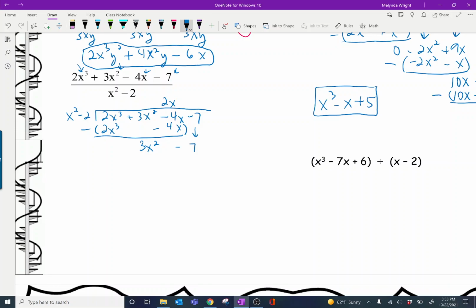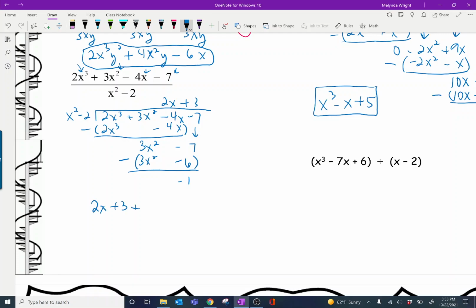Okay, here we go. x squared goes into 3x squared. Let's see, 3 times. So 3 times x squared is 3x squared. 3 times negative 2 is negative 6. Okay, so we're subtracting: 3x squared minus 3x squared is nothing. Negative 7 minus a negative 6 would be negative 7 plus 6, which is negative 1. Okay, I do have a remainder this time. So let's write down our answer. Our answer would be 2x plus 3.